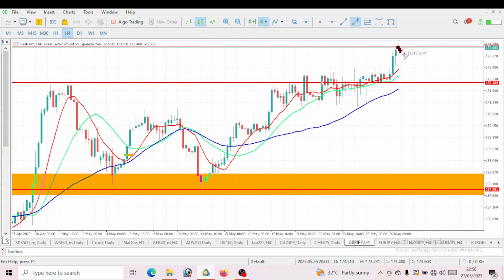On this GBP JPY, I personally would wait for a correction to play out, then one more movement upward. So probably we have about one or two movements upward before we start seeing a fall on GBP JPY.